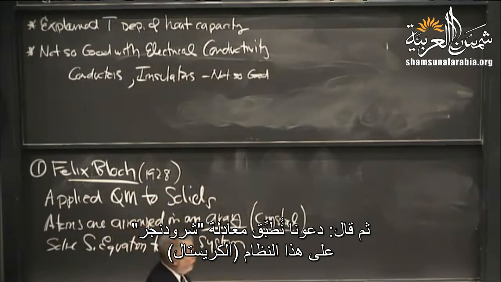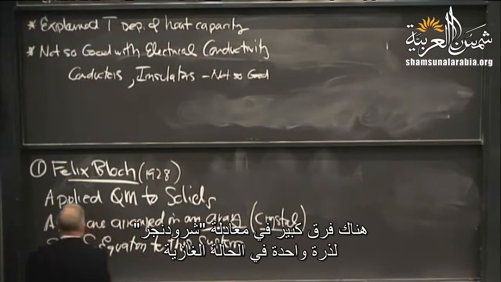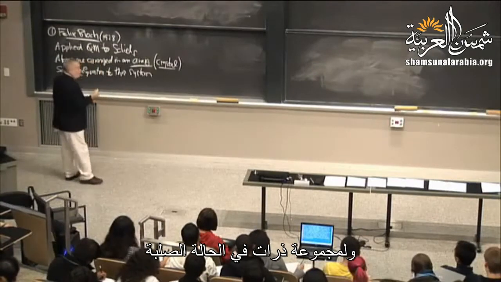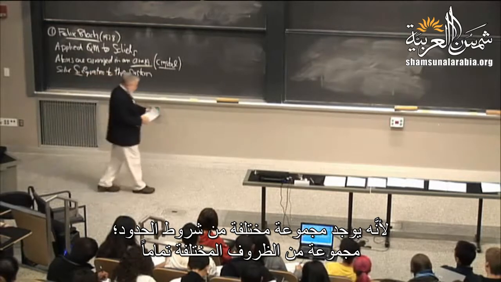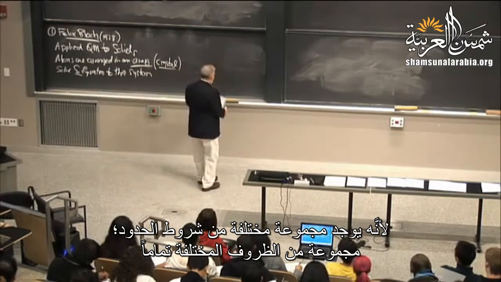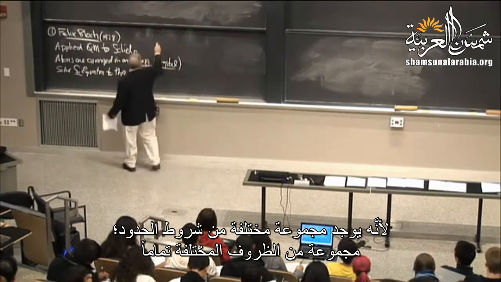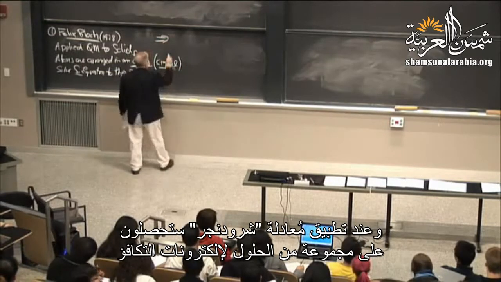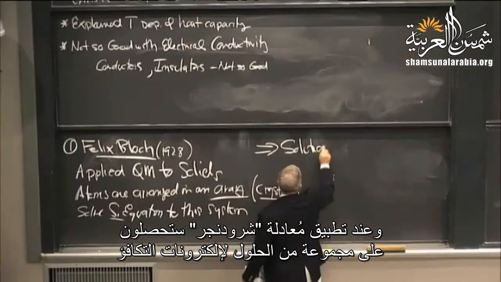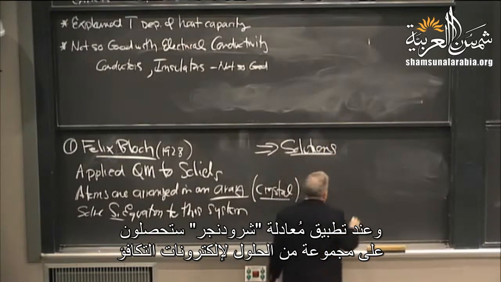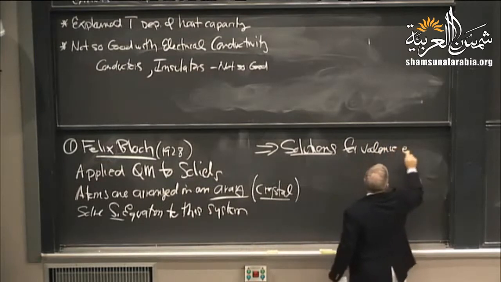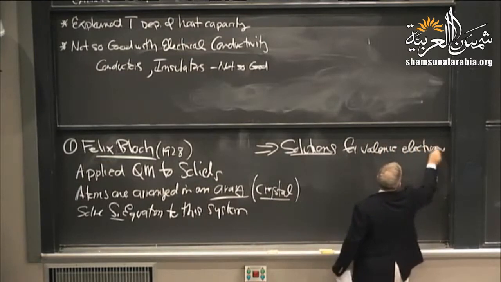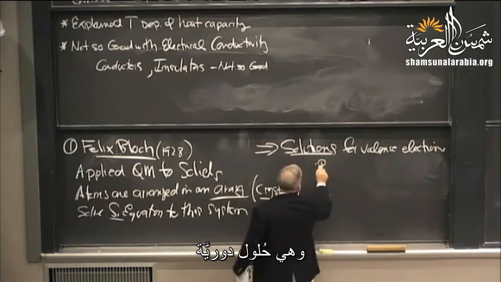Now, it's a big difference between the Schrödinger equation for a single atom in a gas and multiple atoms in a solid. It's a different set of boundary conditions, a different set of conditions altogether. And when you do that, you get a set of solutions for the valence electrons which is, as you might expect, periodic.